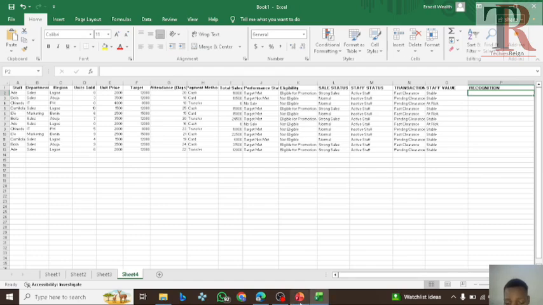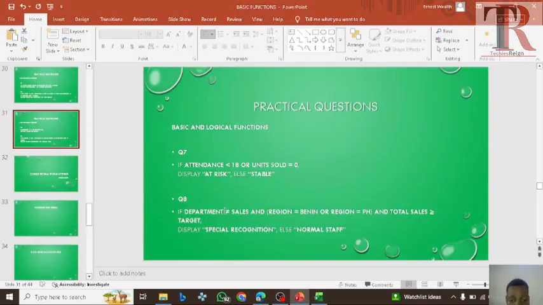So the conditions that have been given to us: the first condition is the department must not be equals to sales. Second, the region must be equals to Benin, or the region must be equals to Port Harcourt. That is the second condition. The third condition is the total sales must be greater than the target. So 3 conditions have been given to us.